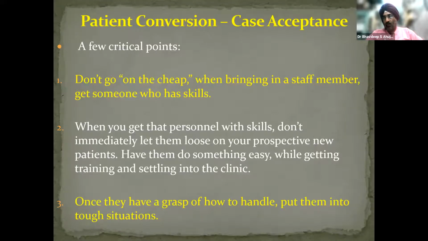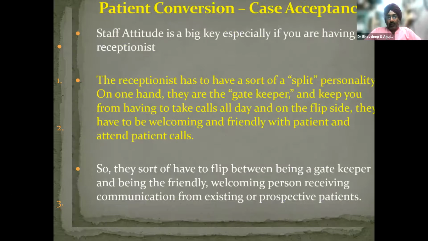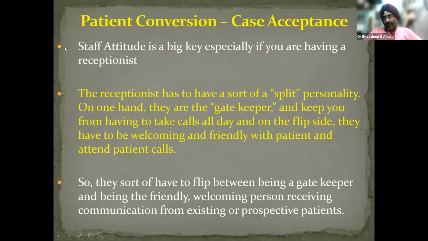The best way I always say is whatever you explain behind the patient, that would be important. But what exactly you can do with the patient during the patient, I call that as OJT, on-job training. And that is very important in that regard. So once they have a grasp of how to handle, put them into tough situations. Obviously, these are all for the associate staff. So then coming to the assistant staff.